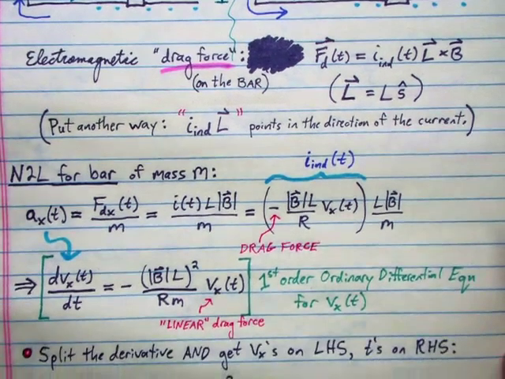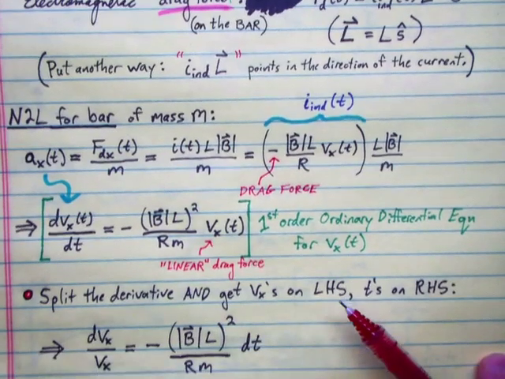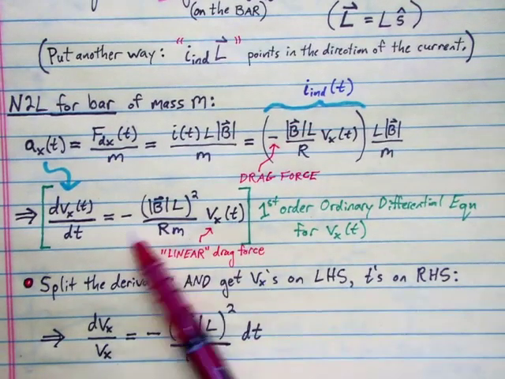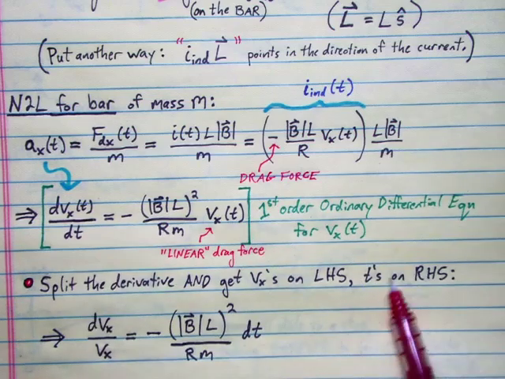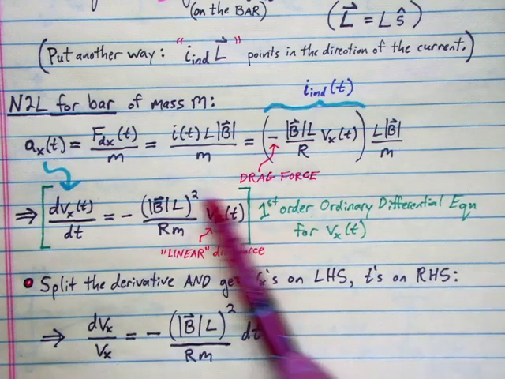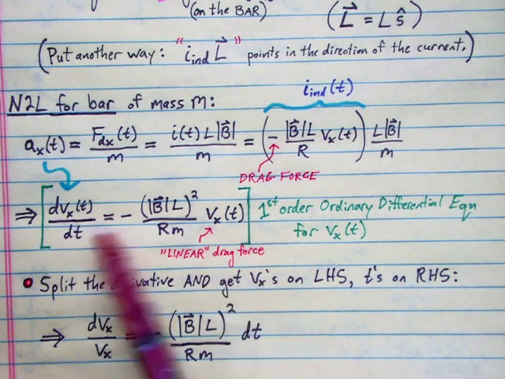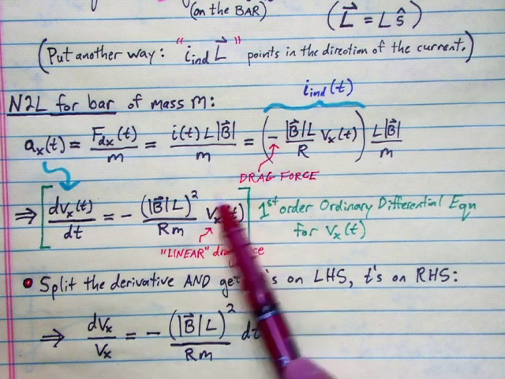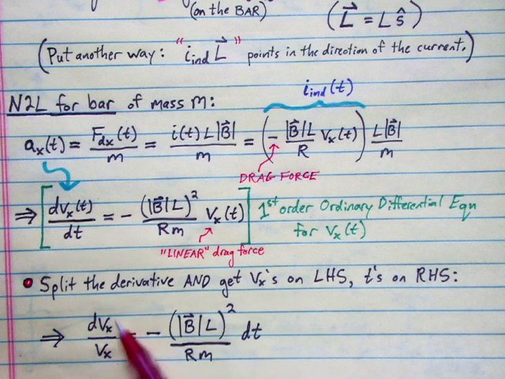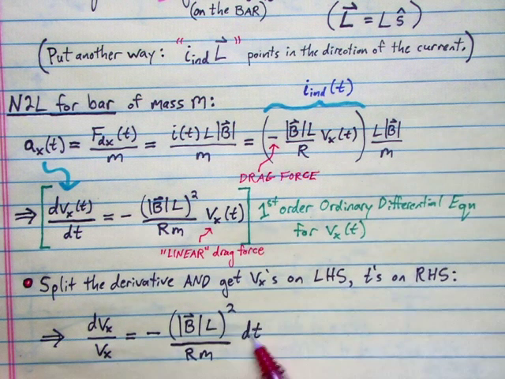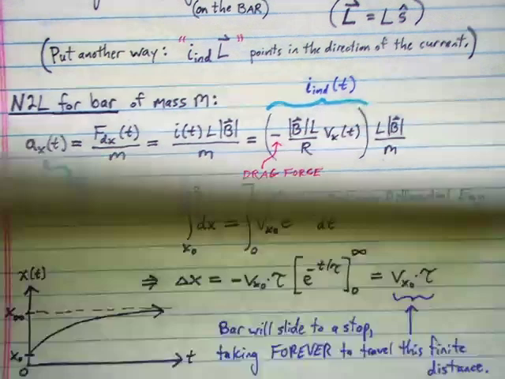Let's go through the steps. First, we want to split that derivative and get the Vx's on the left-hand side and get the time terms on the right-hand side. So multiply both sides by dt and then divide both sides by that Vx to get to here, dvx over Vx, and here's the time stuff. And we've collected all our constants over here as well. Next step.